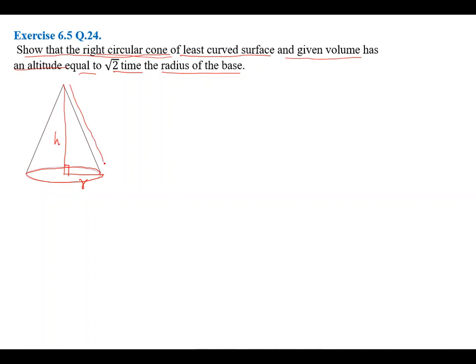For the cone, this is your slant height. And the curved surface area is least. Least means it is minimum. So curved surface area, whose formula is pi r L, I will denote this S, and this is your minimum. When anything is minimum or maximum, you know that its derivative is 0.